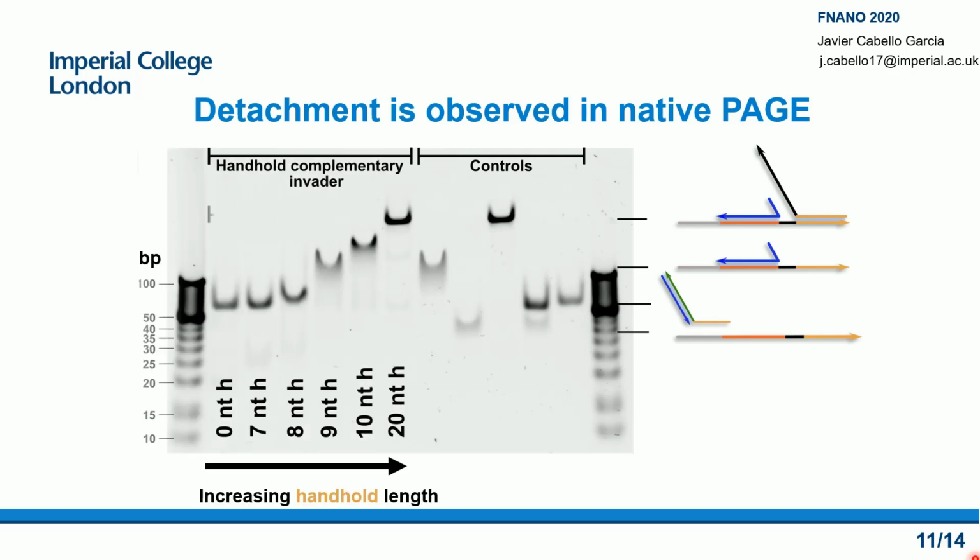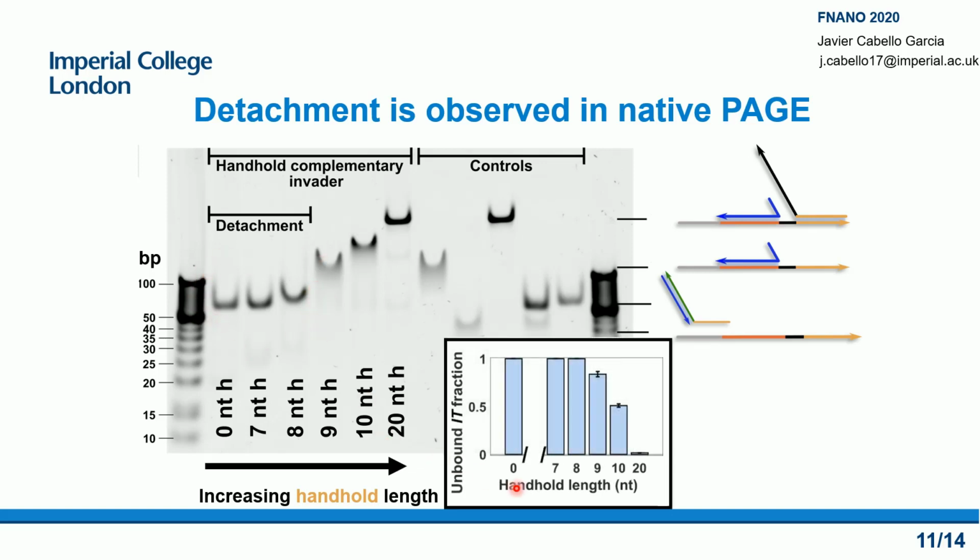So when we load the products of displacement reactions for different handhold lengths, what we observe is that for handholds longer than 8 nucleotides, the 3-strand complex starts becoming more prevalent. So we can assume that for handholds smaller than 9 nucleotides, all the product is detached. Exactly the same result that we obtained from the kinetic analysis.